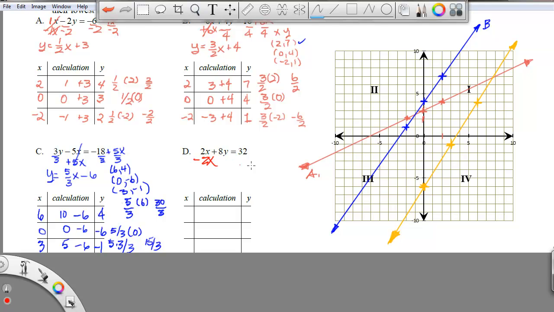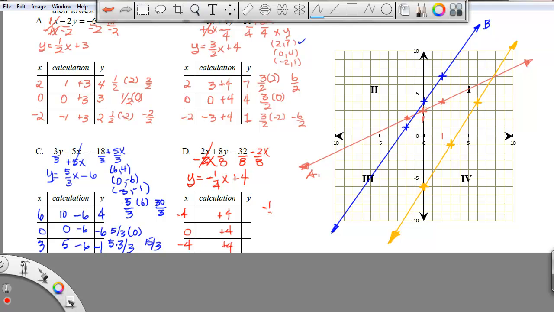Subtract 2x. Those are gone. I'm going to divide by 8. So that gives me y is equal to negative 1 over 4x plus 4. So each one of those will have a 4 added to it. And then I know my denominator is 4, so I want to choose integers of 4.